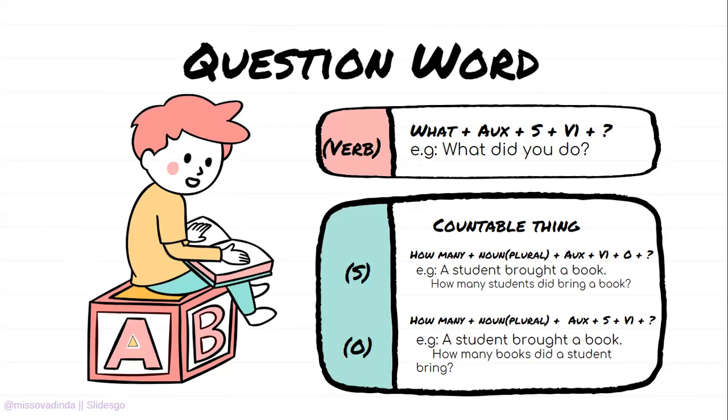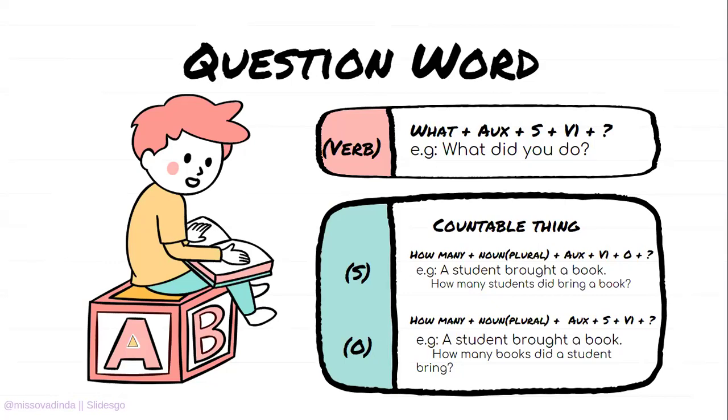The next is countable thing. We can put the countable thing as a subject or as an object. But here's the thing. If as a subject, if you would like to ask about how many for a subject, you can use the structure how many followed by non-plural and then followed by to be or auxiliary verb one and object or complement. Of course, we don't put any subject there because we are asking about how many the subjects, right? Okay, so the example is a student brought a book.